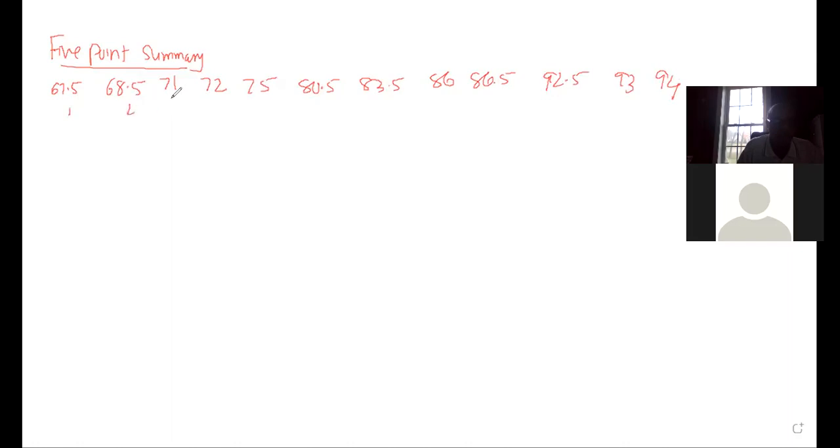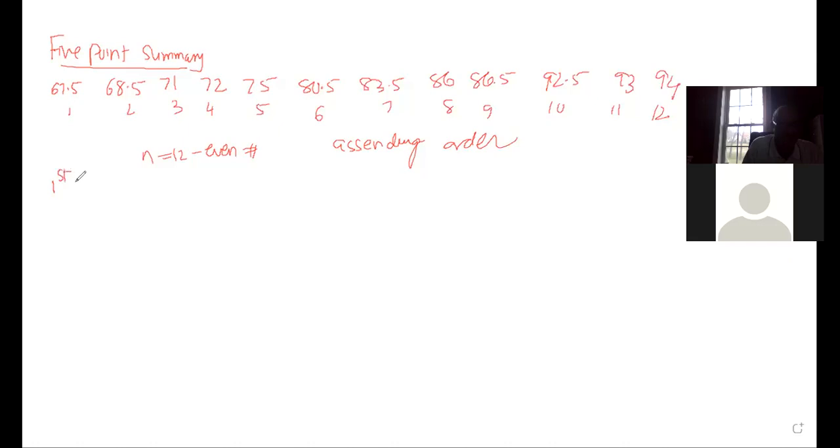I have 1, 2, 3, 4, 5, 6, 7, 8, 9, 10, 11, and 12 data points. And 12 is an even number. So n is equal to 12, that is an even number, and all the data are in ascending order. So I'm going to first find the first median position, that is called 50th.